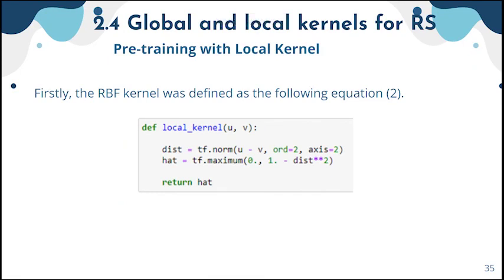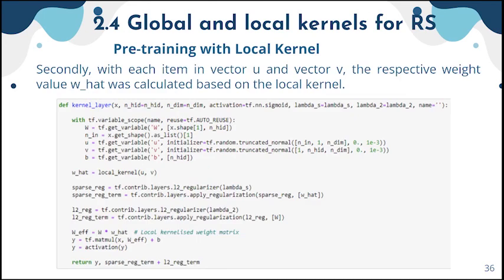In the next part, we will talk about the pre-training step of the local kernel. Firstly, we define the RBF kernel in equation 2 as in the figure below, where we take one item ui and one item vj of the whole vectors U and V to the local kernel to calculate the similarity between them. And secondly, with each item u and v, we can calculate the respective weight value W_H from the local kernel, which we have already defined.